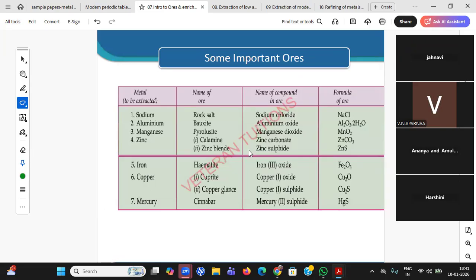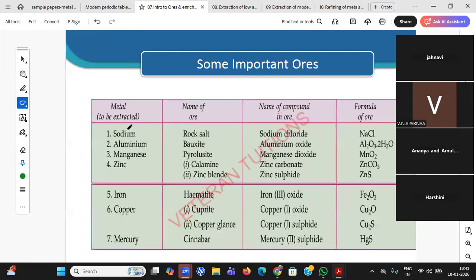Okay. So student, what you need to remember from here is especially the ore's name. You see, sodium is extracted from NaCl, but in the Earth's crust, the mineral is the rock salt. Bauxite is aluminium ore. Manganese is pyrolusite. Zinc, calamine. Why? Zinc in the Earth's crust can be in two forms, zinc carbonate and zinc sulfide. If you are removing zinc from zinc carbonate, that ore is known as calamine. Zinc sulfide ore is known as zinc blende.